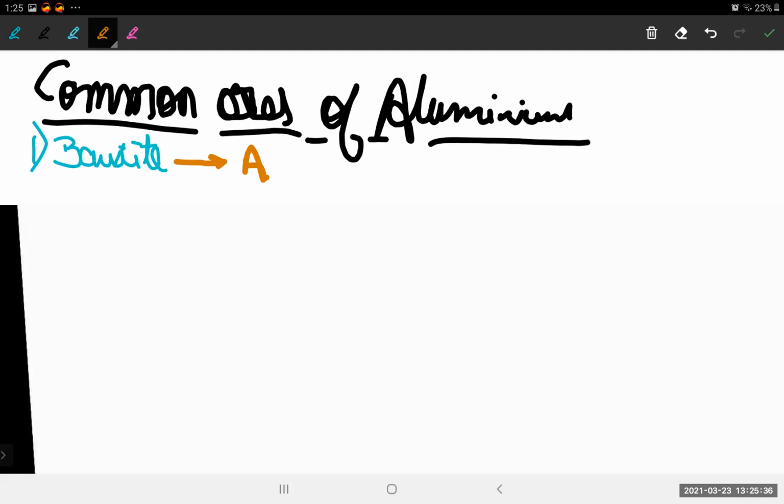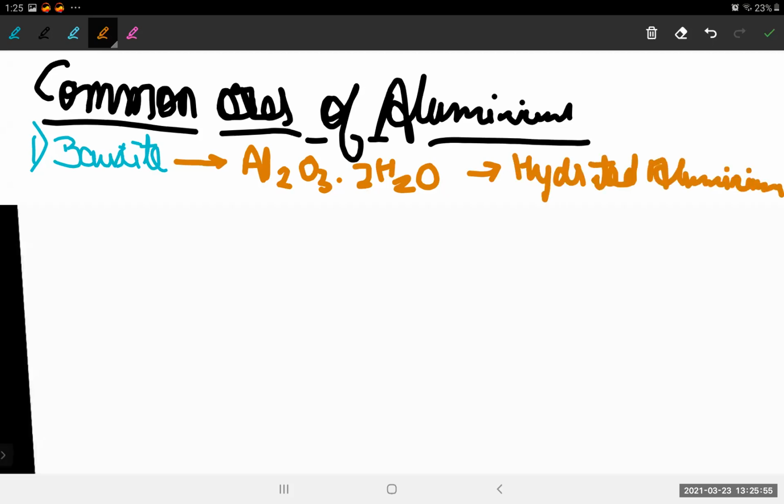Al2O3.2H2O. That is, it has 2 waters of crystallization. What else can we call it? It's hydrated, isn't it? It's having water of crystallization, so we can call it hydrated aluminium oxide. Still, let's move on to the second one.